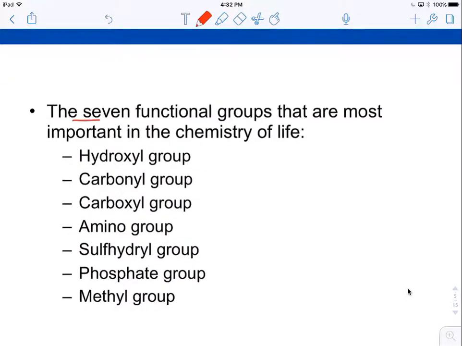So there are 7 functional groups that are most important in biochemistry. And these are they. And we're going to go through each one kind of quickly. You guys don't need to totally memorize all this stuff. But when I'm talking about them in class, or if I say, look at this molecule, what kind of functional groups does it have? What does that mean? You should be able to explain that part. Okay, so we're going to go through these guys, and let's get started.